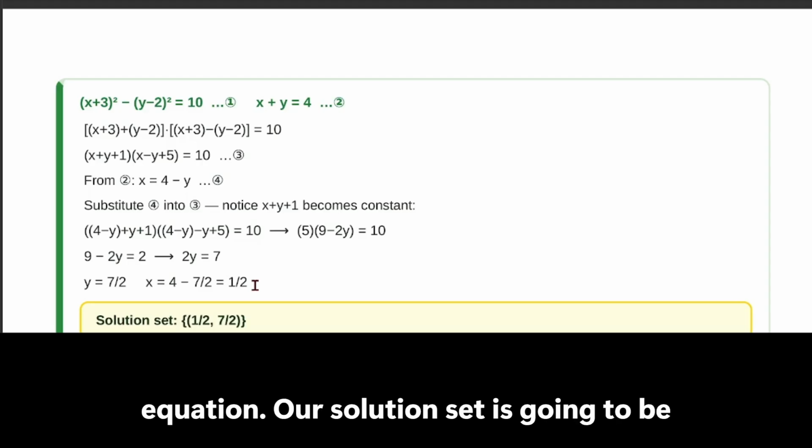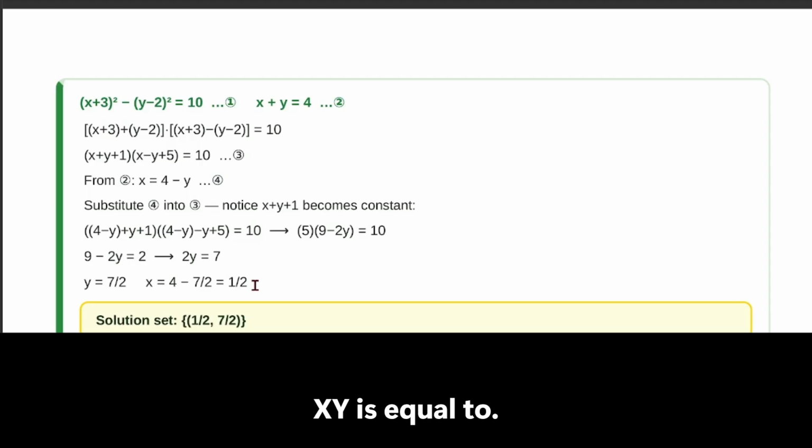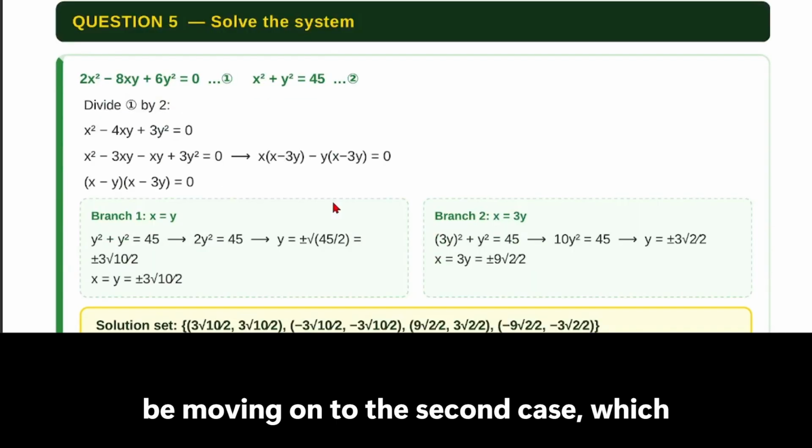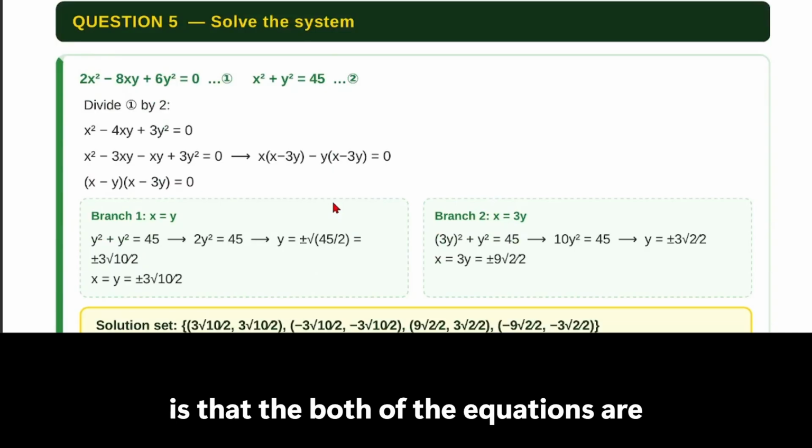Our solution set is going to be x comma y is equal to 1 by 2 comma 7 by 2. Moving on to question number 5. Here we are going to be moving on to the second case, which is that both of the equations are going to be quadratic equations.